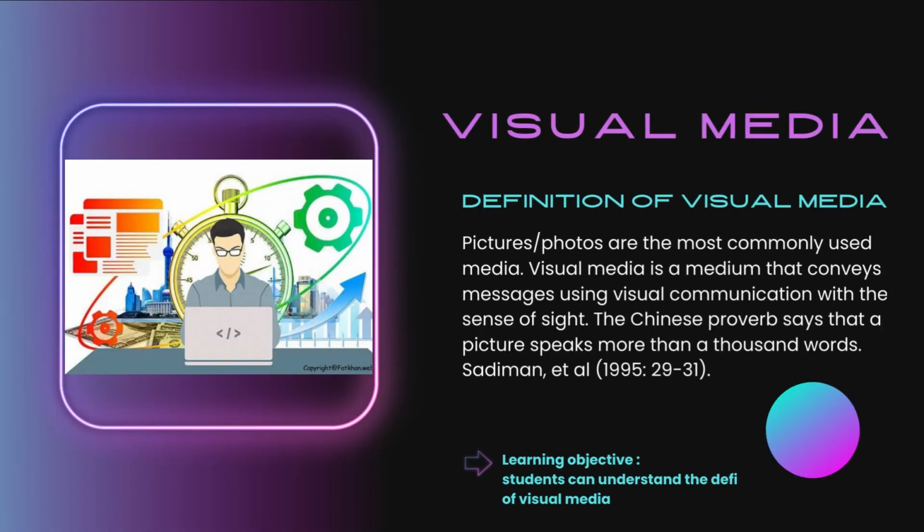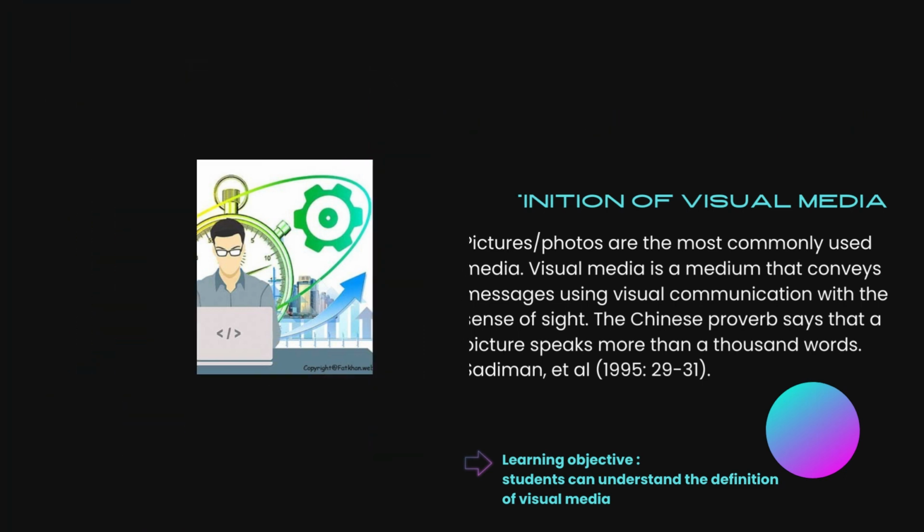First, I will explain the definition of visual media. Learning objective: students can understand the definition of visual media. Pictures or photos are the most commonly used media. Visual media is a medium that conveys messages using visual communication with the sense of sight. The Chinese proverb says that a picture speaks more than 1,000 words, said Sadiman.